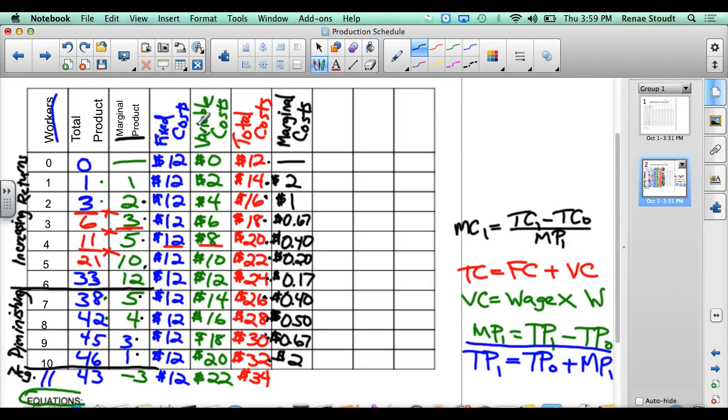And the last one we can't do. The reason you can't do the last one is because we would be dividing by a negative number. And if you divide by a negative number, you get a negative cost, which doesn't make any sense. It doesn't work out. You can't do it. Okay? So that's how you figure out the marginal costs.